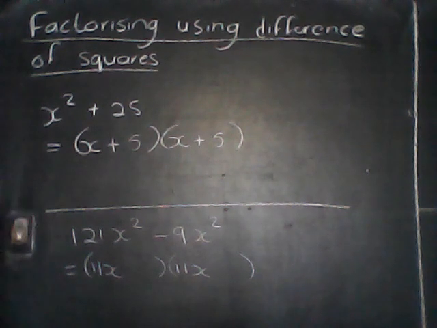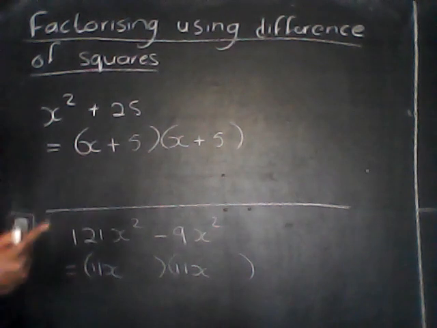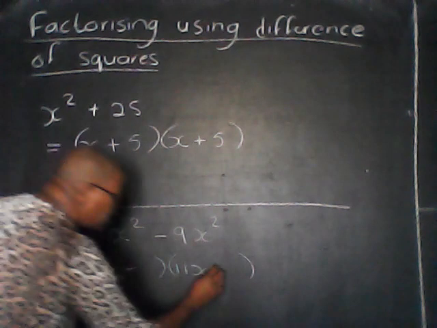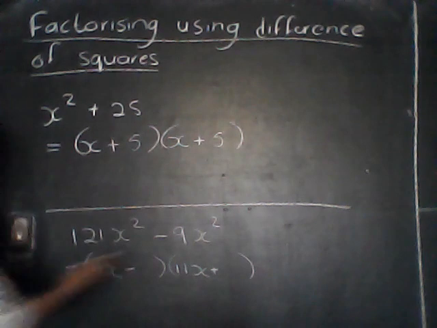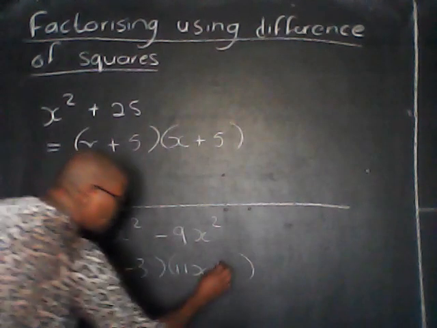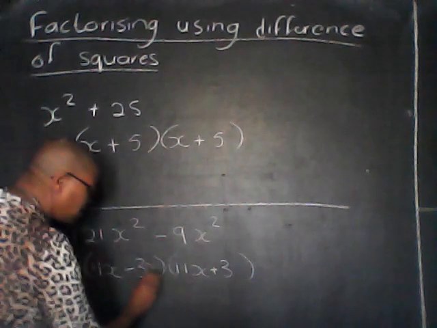So now you can decide which bracket is going to have a positive and which one is going to have a negative, because a positive multiplied by a negative gives us a negative. I'm going to make the first bracket negative and the second one positive. Right, so I've sorted out the sign. 3 times 3 gives us 9. So 3 times 3 gives us the 9, and x times x gives us x squared.